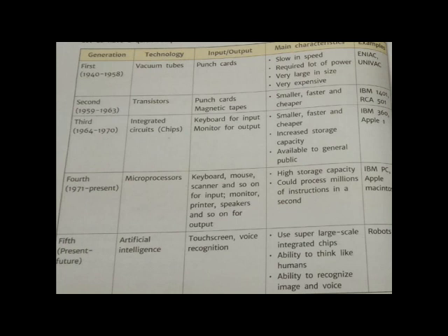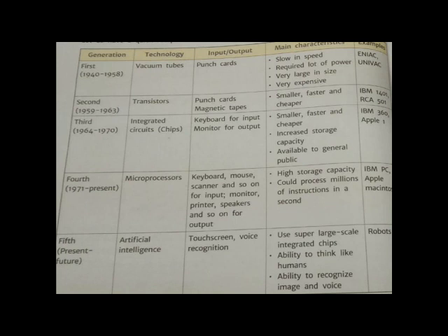Third generation computers used integrated circuits. Fourth generation computers used microprocessors. And fifth generation computers used super large scale integrated chips as electronic component, and the technology used in fifth generation computer is artificial intelligence.